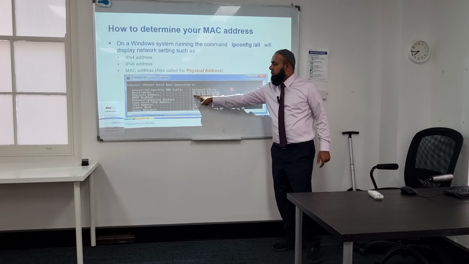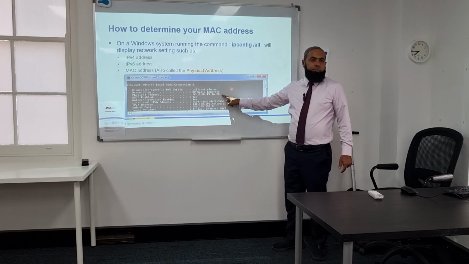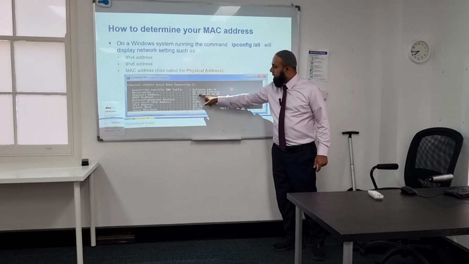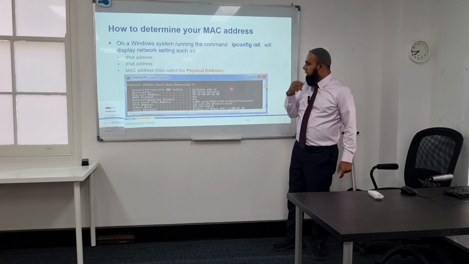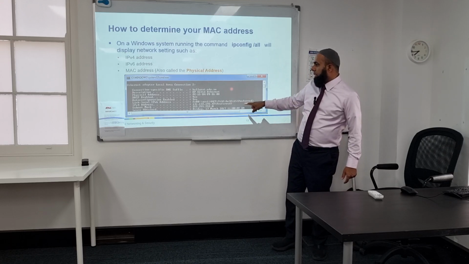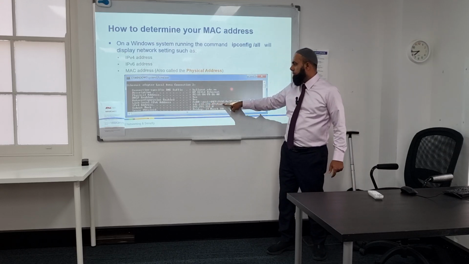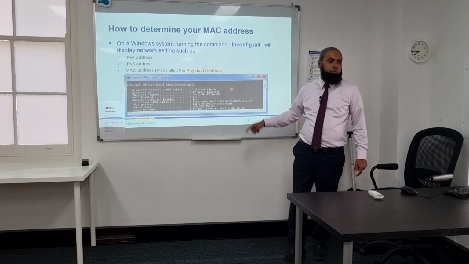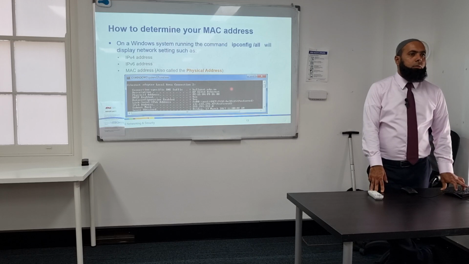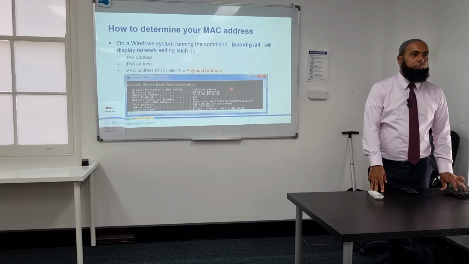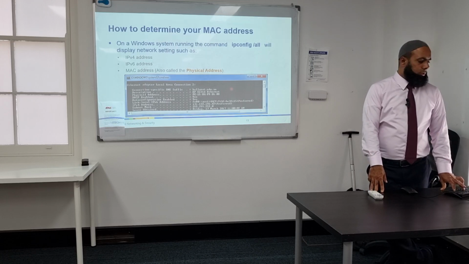You can see that this is how many bits? 48 bit. This is a 48 bit address, 1, 2, 3, 4, 5, 6, so each having 8 bits. Then the IPv4 address is here, the IPv6 address is here. So these are the addresses you can see on your machine by going to the terminal and typing ipconfig /all.